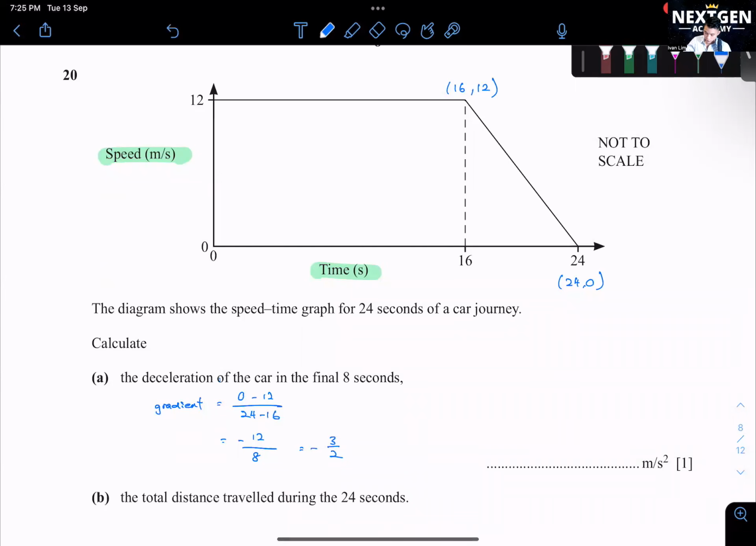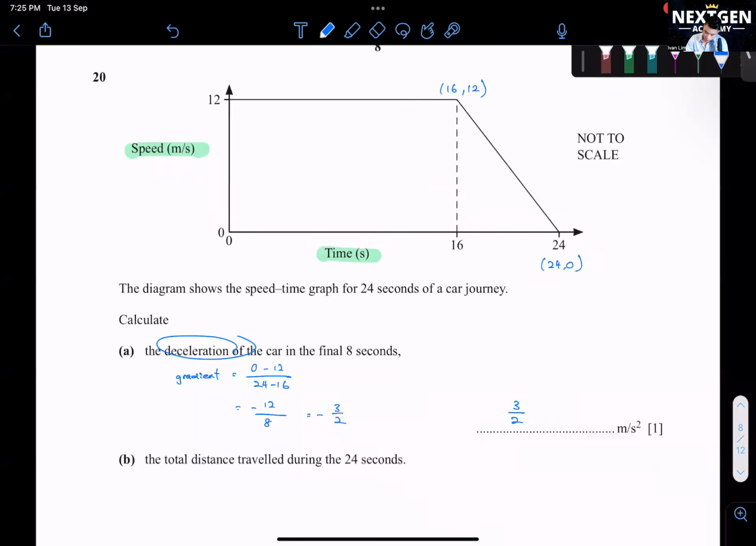Okay, when they say the word deceleration, you take away the negative sign. So we put it as just 3 over 2. If you put it as negative, I don't think they will give you the marks. Unless they say acceleration, then you put the negative there. But normally they won't.